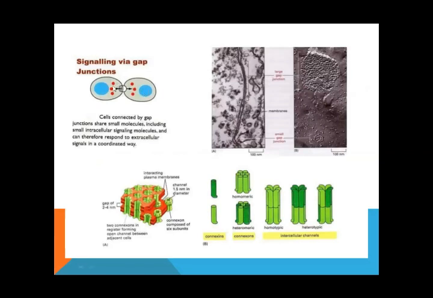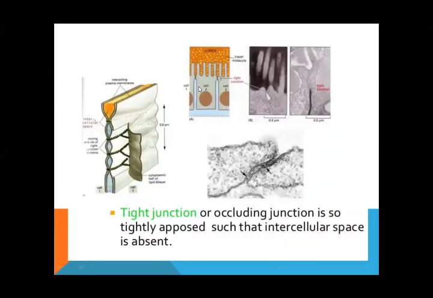Again, with the gap junctions, cells connected by gap junctions share small molecules, including small intracellular signaling molecules, and can therefore respond to extracellular signals in a coordinated way. Tight junctions are occluding junctions so tightly opposed that intercellular space is absent.